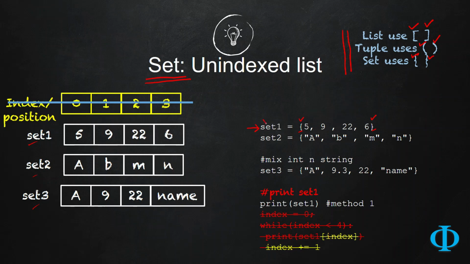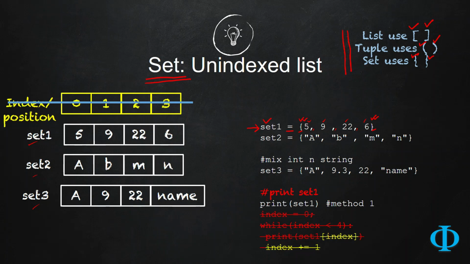So you have to use a variable name called set1, set2, set3, or any name followed by an equal symbol, and then inside this opening and closing curly brace you have to store all the different data items that you want to store, separated by comma. So that's the syntactical difference. And by seeing this opening and closing curly brace, the Python interpreter identifies that it is a set.